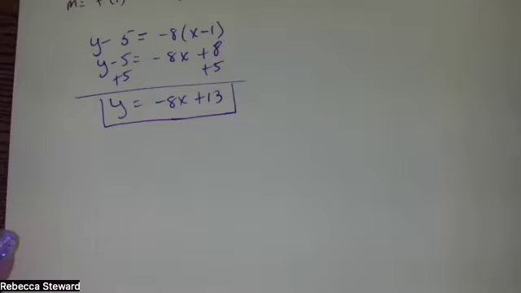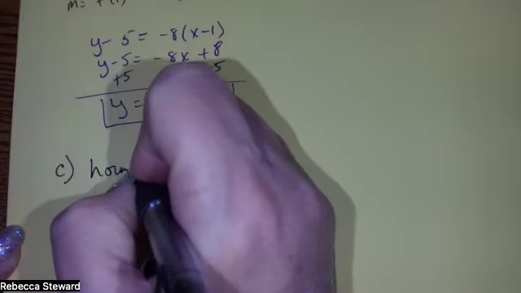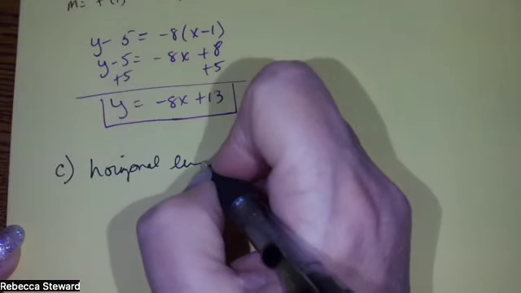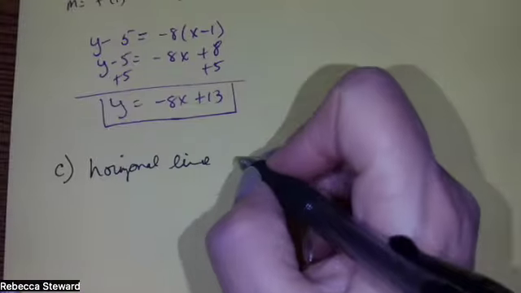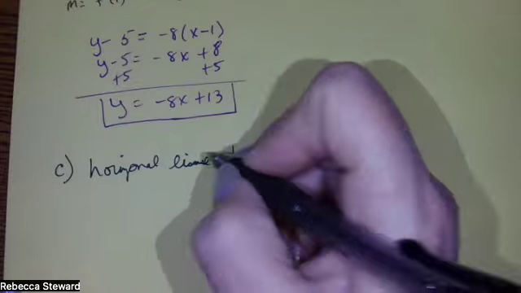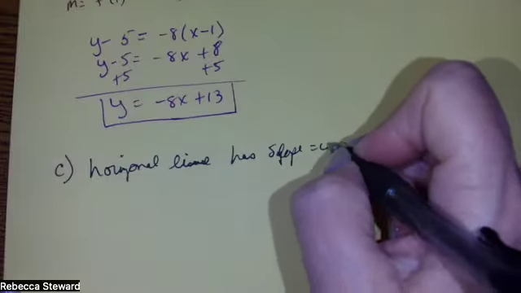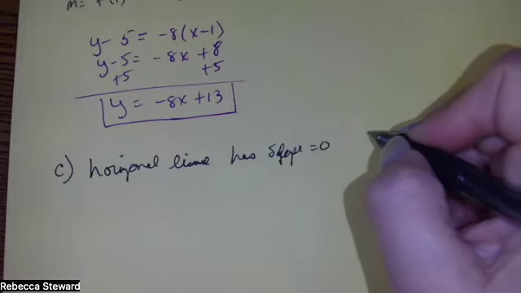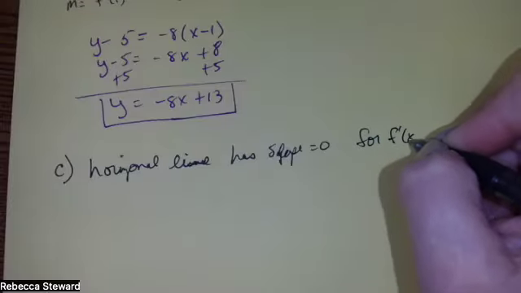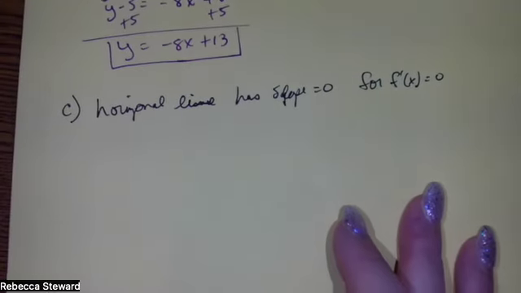All right, we have one more part. Part C, we are looking for the horizontal line. It says find the values of x where the tangent line is horizontal. So a horizontal line has a slope equal to 0. Sorry about how my writing looks. So that means our f prime of x will have to be equal to 0 because that's our slope when we're dealing with these types of functions.